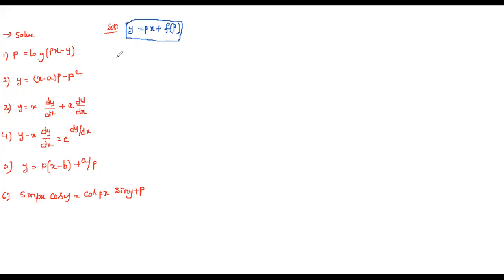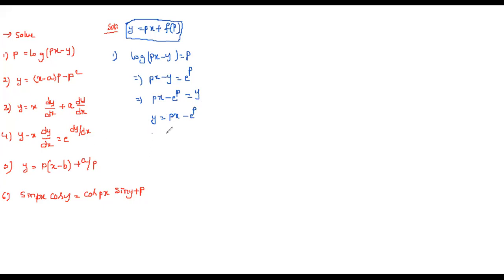Let us take the first one. So here it is directly in the form of this one. No. So simply what we can write: log(px minus y) is equal to p. And then by using the logarithms, px minus y is equal to e power p. Now take this y term to that side. Then it is px minus e power p is equal to y. So is this in the form of this one or not? y is equal to px minus e power p.